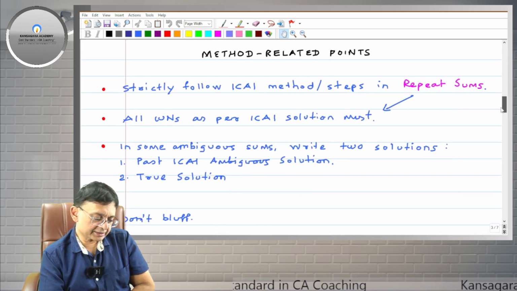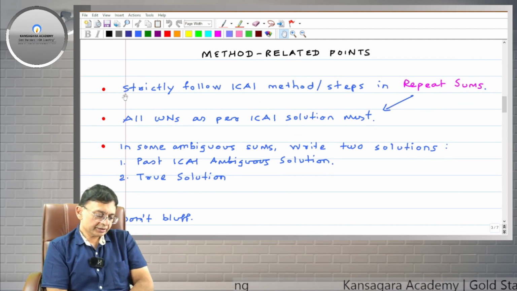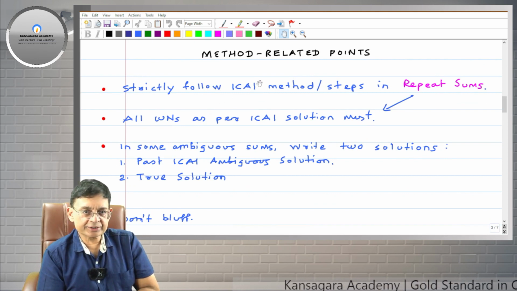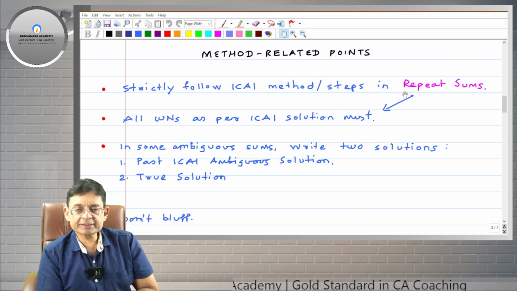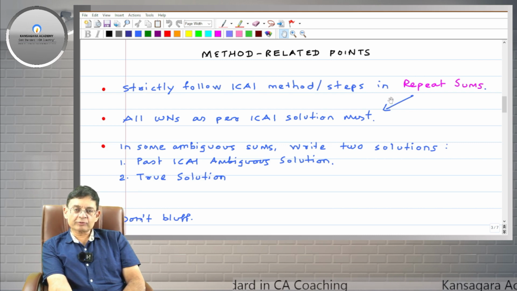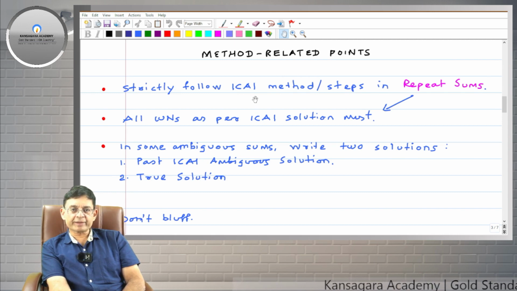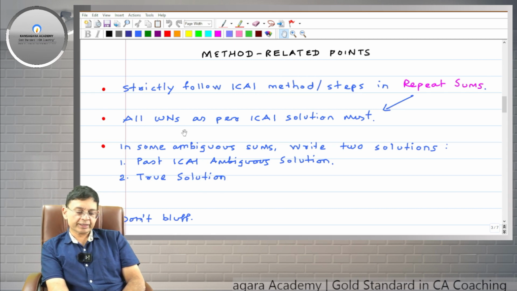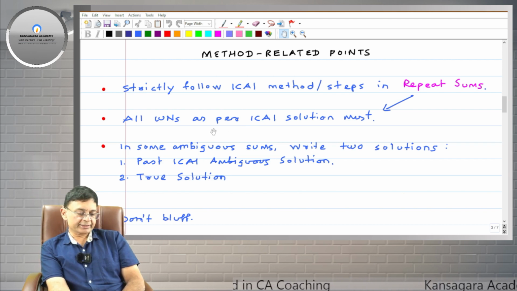Thereafter, students, we will discuss some method related points. So here, the first thing, you must strictly follow ICI method and steps in general, particularly in repeat sums and ambiguous sums. Repeat sums are those questions which have been asked earlier in the exam and are now similar questions are repeating. So there your steps should be according to the ICI method. Then all working notes as per ICI solution you must prepare. There are marks for working notes in the stepwise marking scheme.